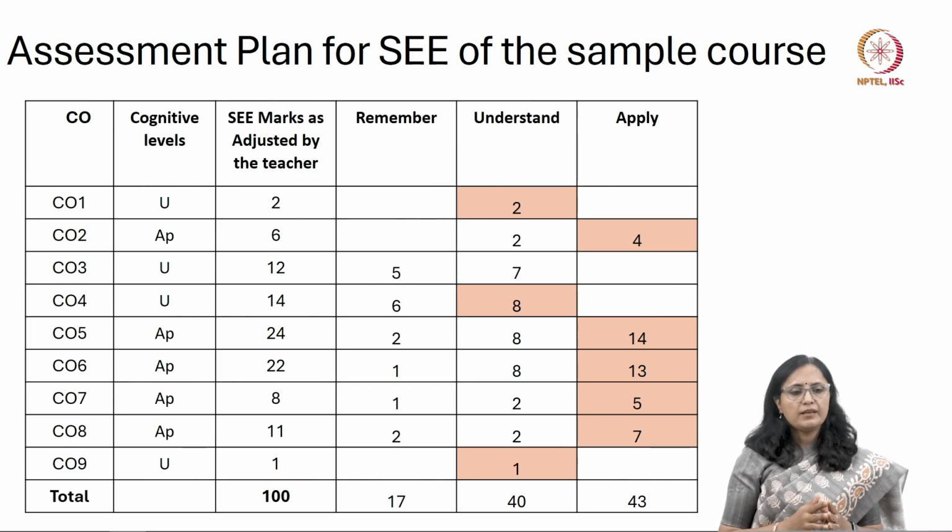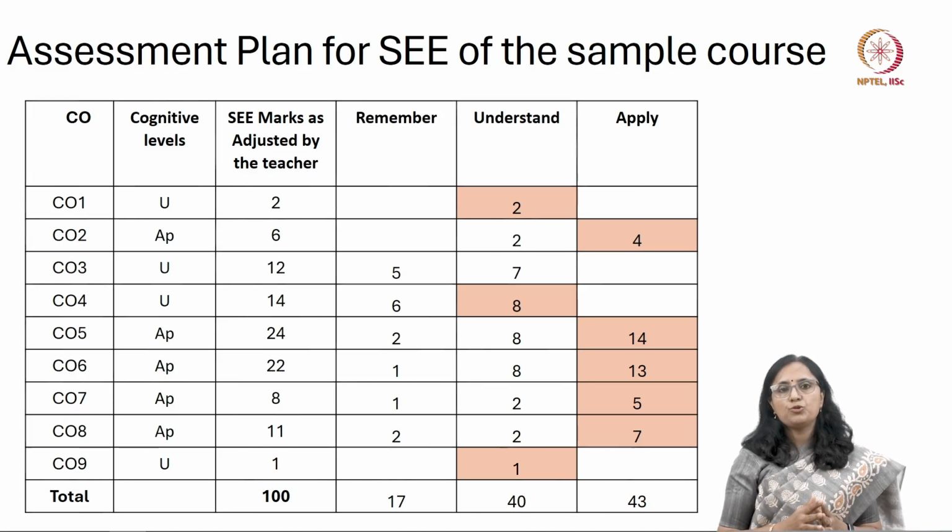Similarly, if you see CO8, again it is from the apply cognitive level, and you can see how the marks are spread across remember, understand and apply. If there are 7 marks allocated to apply cognitive level, that is basically indicating 60% of 11. So when we add up the total marks allocated to remember, understand and apply, we see a very balanced distribution.